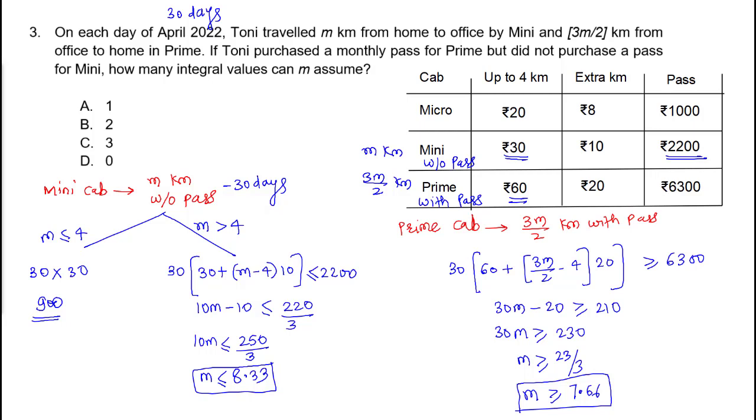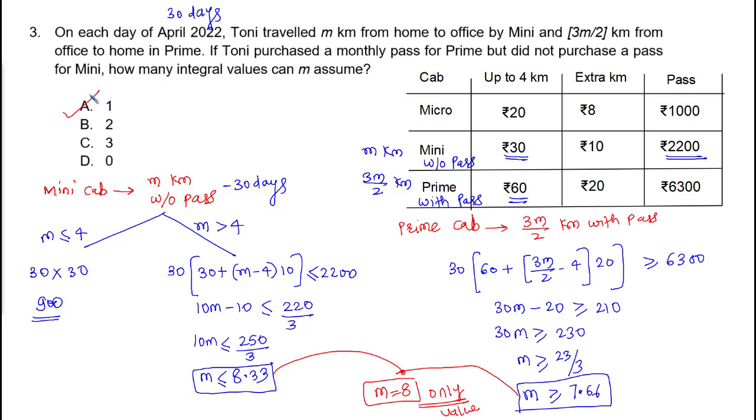So the question is, how many integral values m can take? So m has to be greater than or equal to 7.66 and m has to be less than or equal to 8.33. Okay everyone, so m is equal to 8. This is the only possible value, the only possible integral value that m can take. So the answer is option number A, 1.